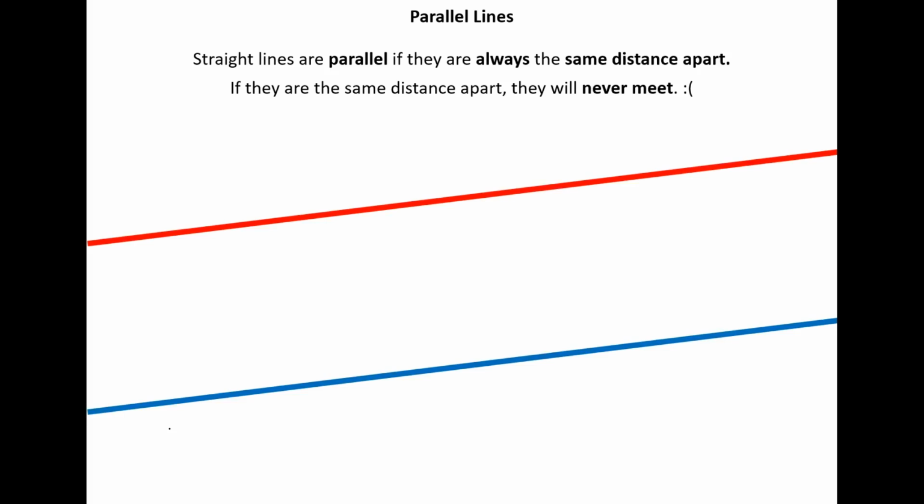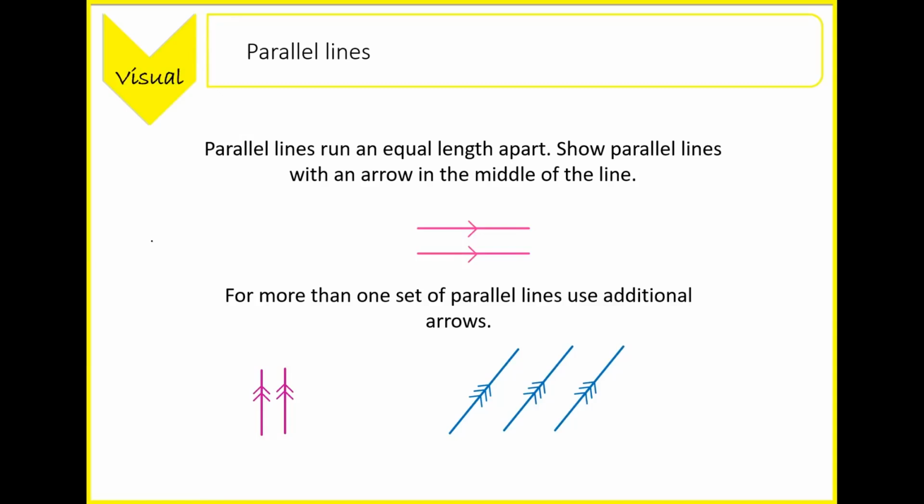So here I have a red line and a blue line. Notice that if I start from the left side here, my lines are 4 centimeters apart. But as I continue to move towards the right side, they are still the same distance apart. Hence, parallel lines are lines that never cross, they run in the same direction, and they are always the same distance apart. Okay, another important aspect of parallel lines are the arrows.